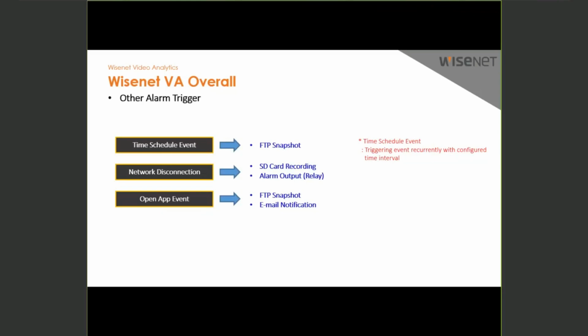And also network disconnection. If this happened, you can use SD card recording and alarm output relay for the event action. And also we can support this open application event. So it will be FTP snapshot and email notification. So if you are using some open application from the third-party vendor, then you can also combine that event with our event action.